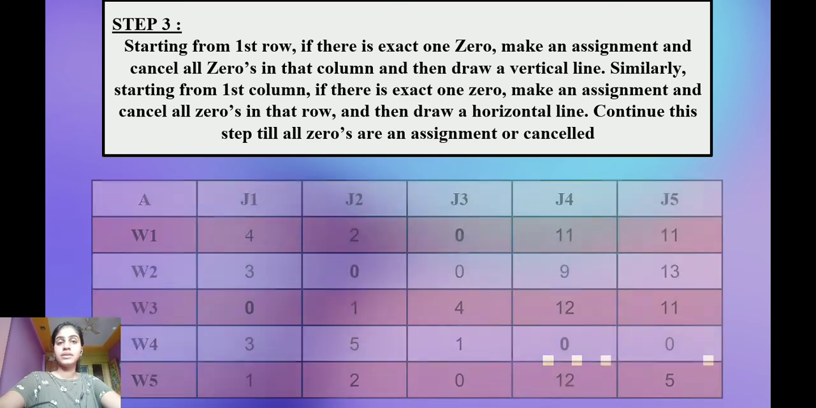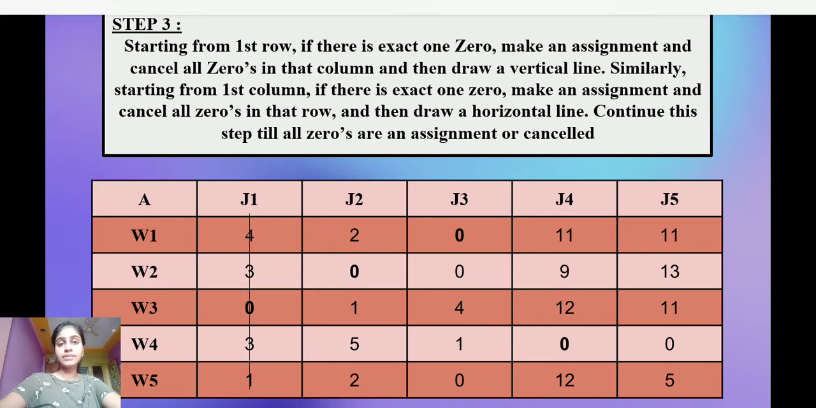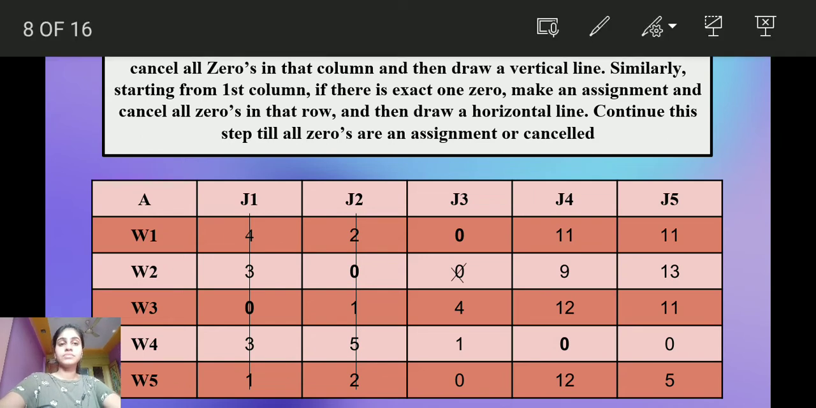Step 3. Starting from the first row, if there is exactly one 0, make an assignment and cancel all the zeros in that column and then draw a vertical line. Similarly, starting from the first column, if there is exactly one 0, make an assignment and cancel all the zeros in that row and then draw a horizontal line. Continue this step till all the zeros are assigned or cancelled. So as you can see, the cancellation of lines for zeros is done.